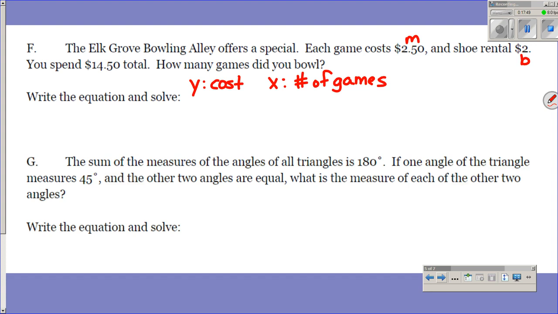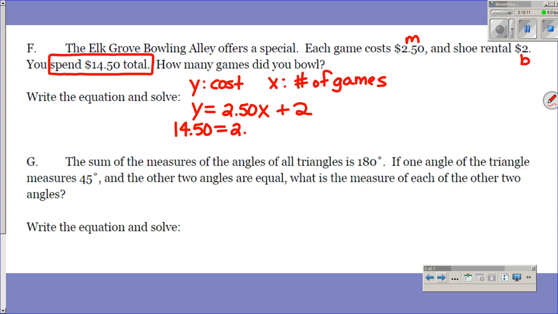So now we're going to organize the equation. Y equals $2.50 per game plus the $2 shoe rental. They tell us we spent a total of $14.50. So in the place of y, we're going to substitute the total spent, $14.50, equals $2.50x plus 2.